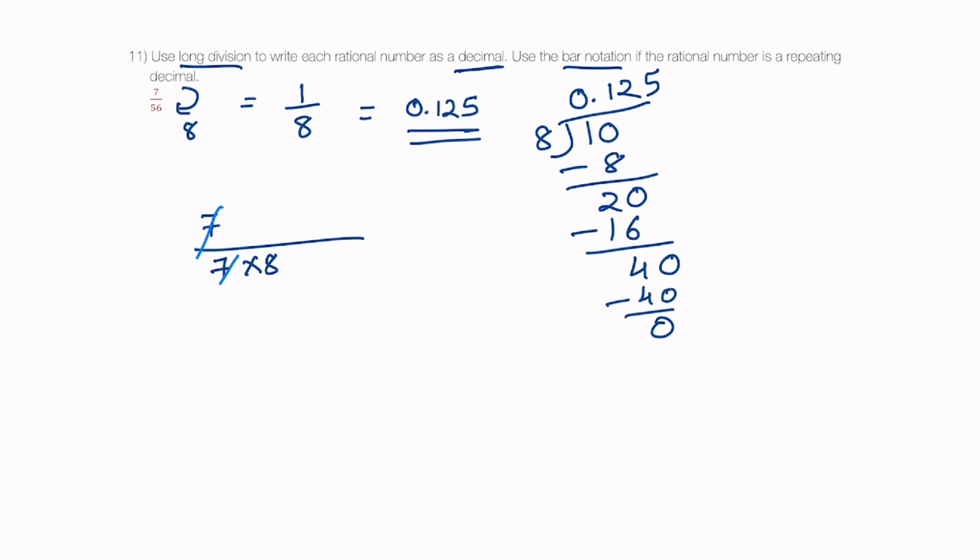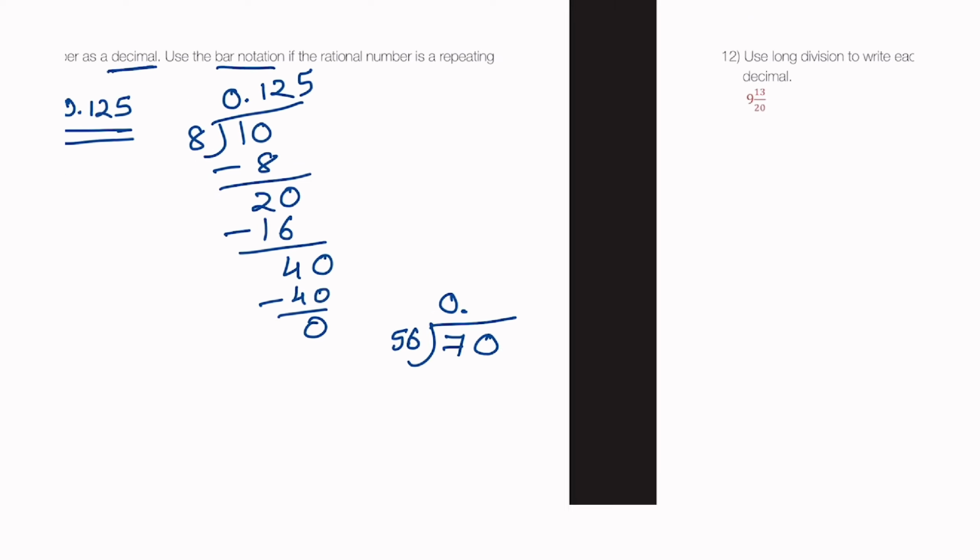Didn't it go faster? It did. Otherwise, you would be doing 7 divided by 56. Then it doesn't go. You put 0 here, a decimal, and you would have to carry on. But just making it a smaller fraction made my life much easier. So when numbers are talking, listen carefully to them.